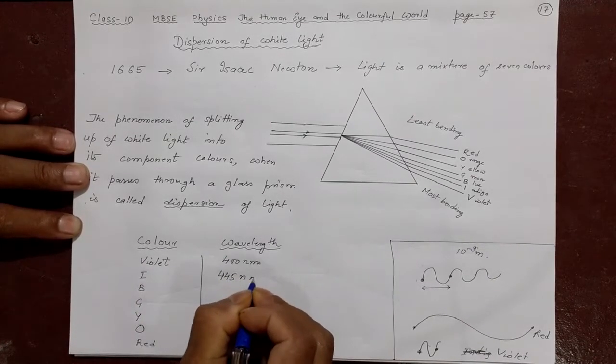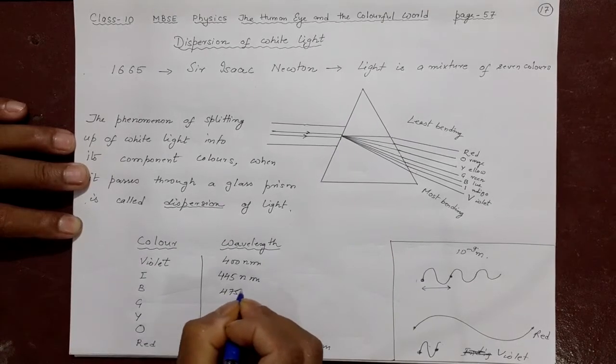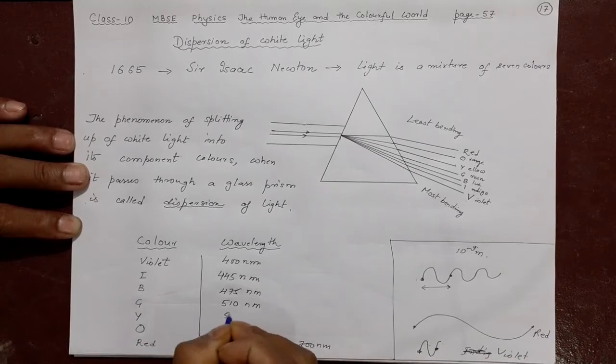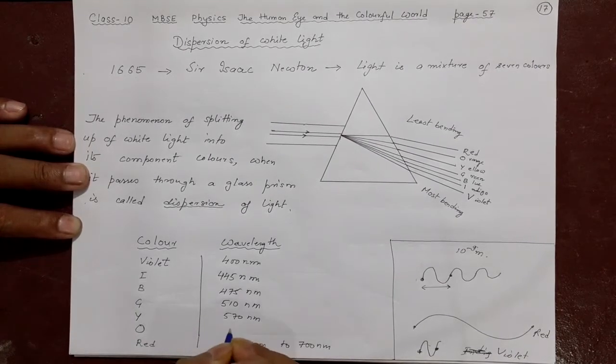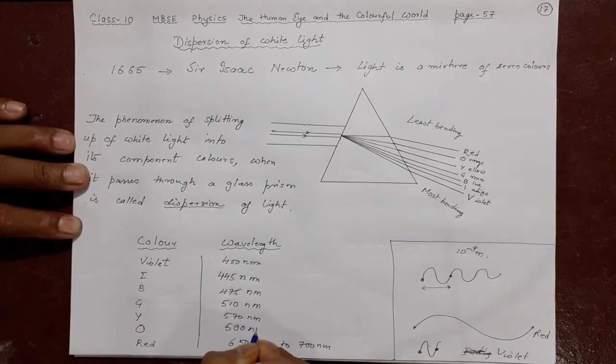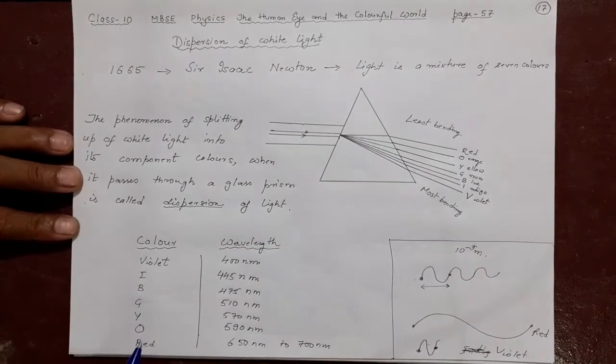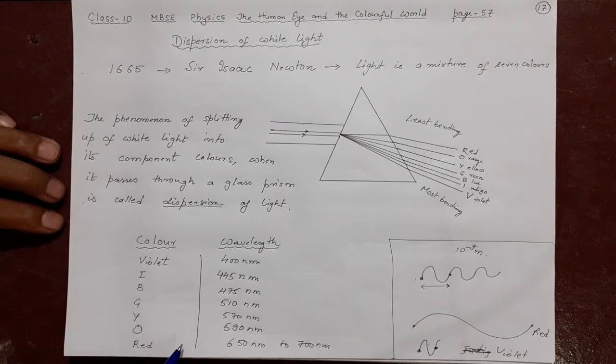445, increasing, 475 nanometer, 510 nanometer, 570 nanometer, 590 nanometer, and then 650. So this is the reason why they are seen separately. Okay, so this is the wavelength of the color.